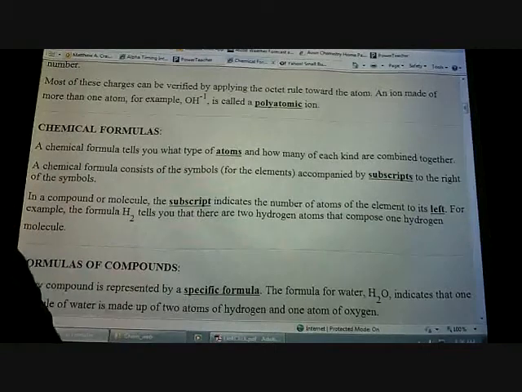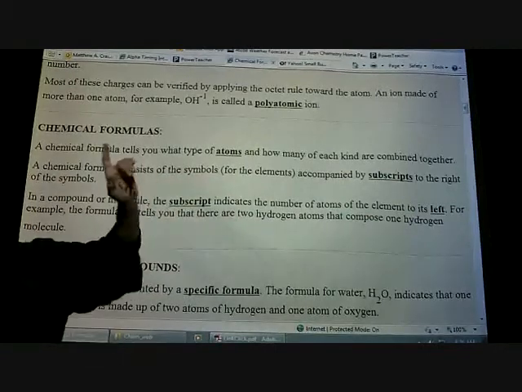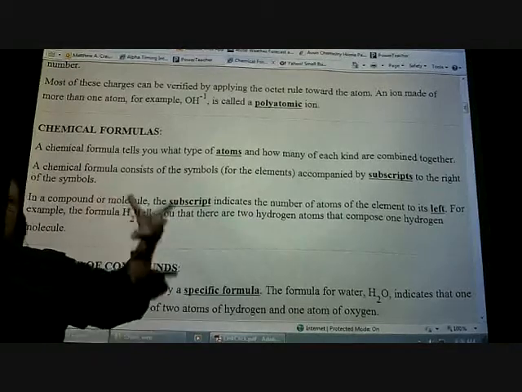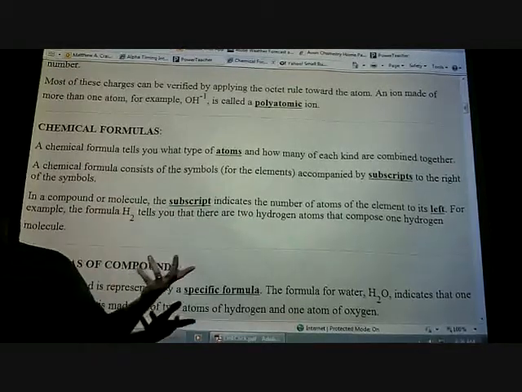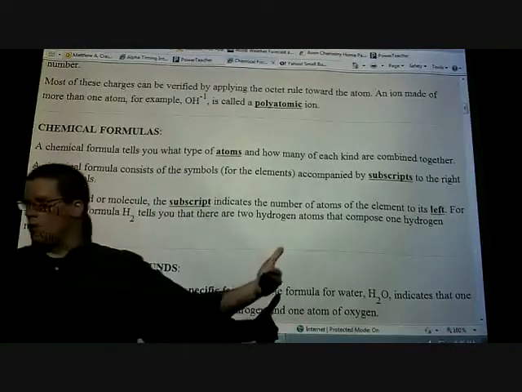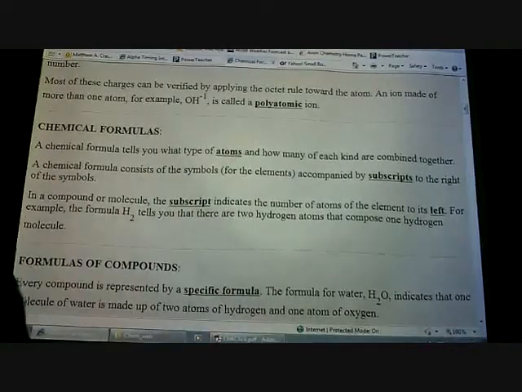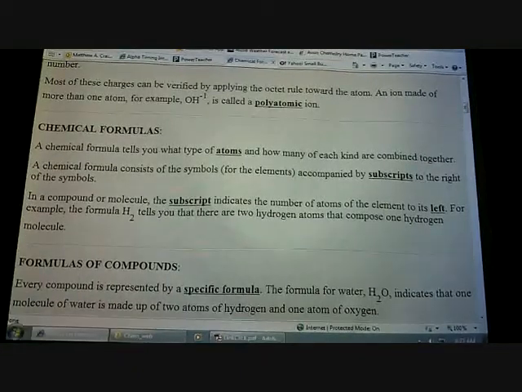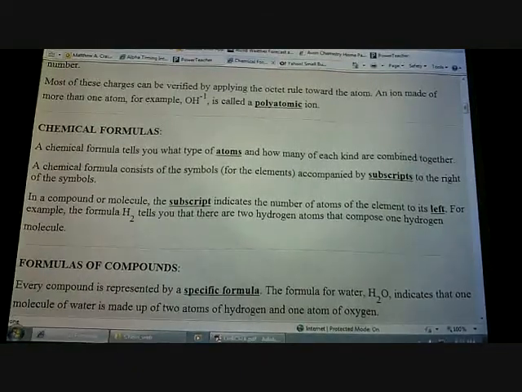What we don't want to do is write subscripts for the number 1. In other words, if you have at least one of the elements represented, you don't need to put a subscript 1 there. That's why we don't call it H2O1. You already have 1. You don't need to indicate that. However, if you have more than 1, tell us how many you have.